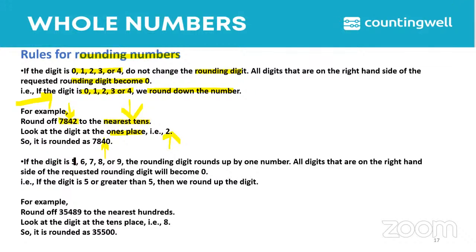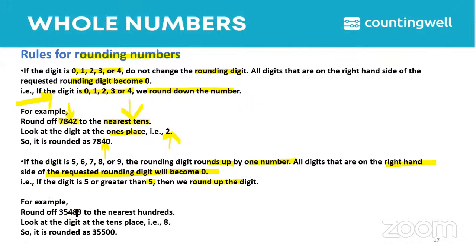And if the digit is 5, 6, 7, 8 or 9, the rounding digit rounds up by one number. So rounding up happens when the digit is greater than or equal to 5. So we have 5, 6, 7, 8 or 9. On the right hand side, the requested rounding digit will become 0. And yes, if it is 5 or greater than 5, we are rounding up, not rounding down.